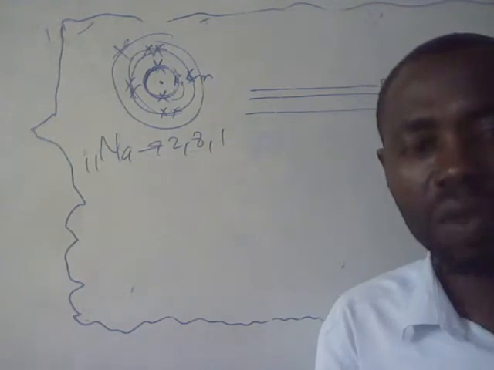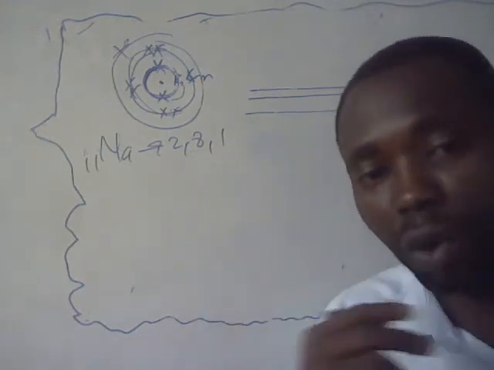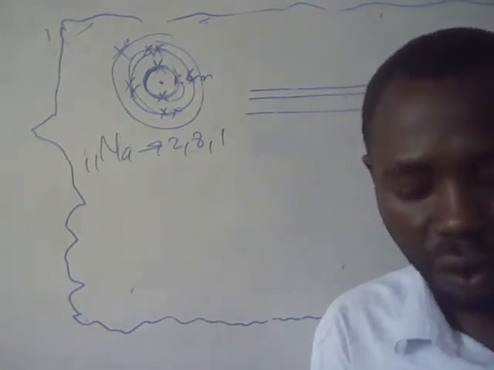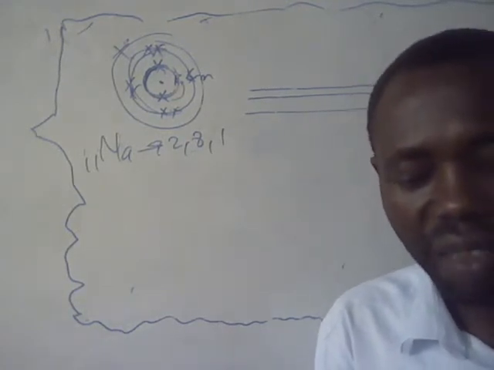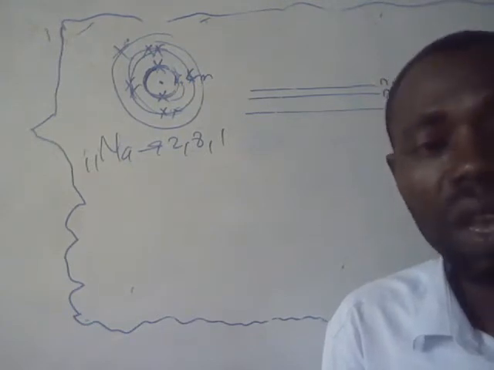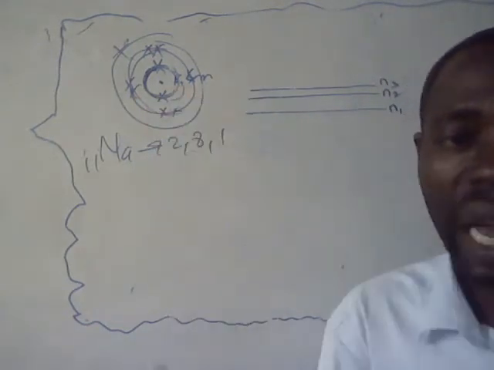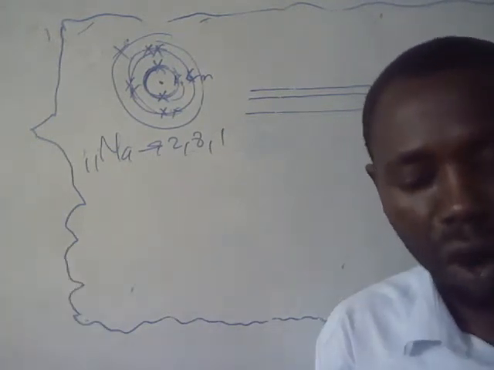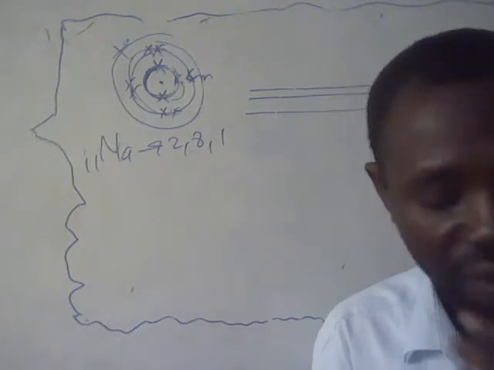So it's in the form of light, not in the form of heat. That's why option D is wrong. Option E, energy is emitted when electrons jump from lower orbits to higher orbit. From a lower orbit to a higher orbit, energy is not emitted. Rather, energy is absorbed. So option B is the correct answer.